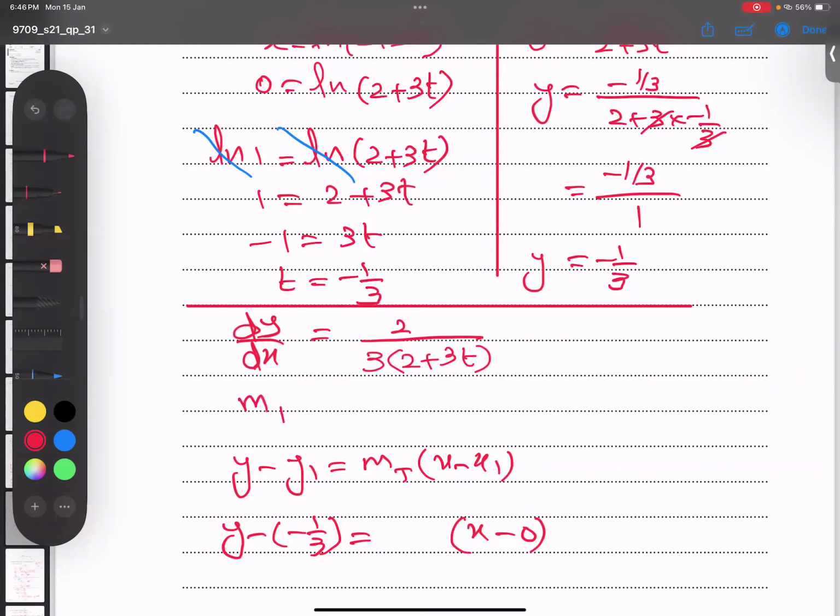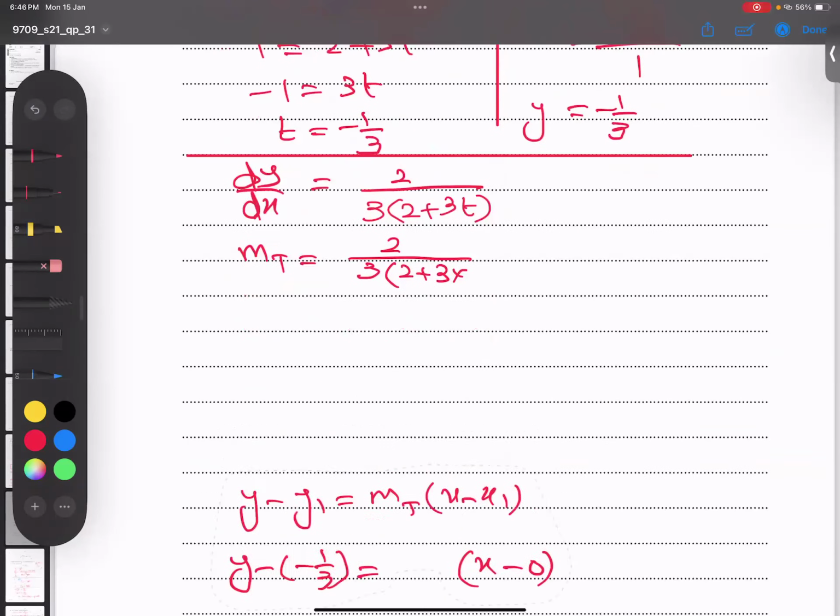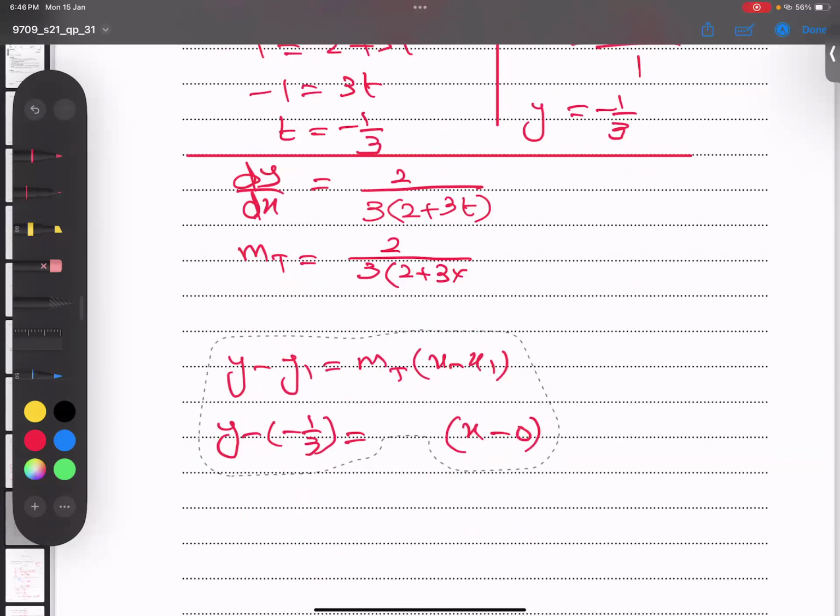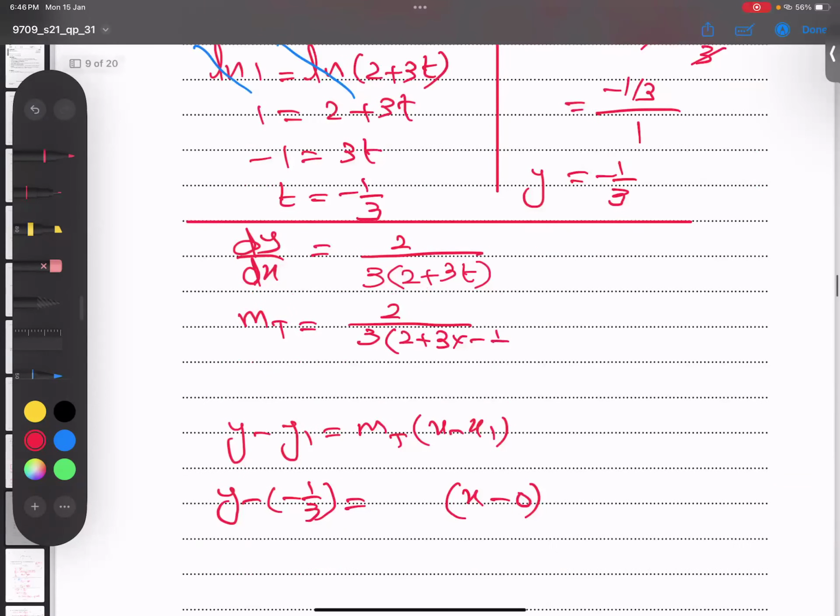So what is the gradient of the tangent by default? 2 over (2 + 3 times negative 1 over 3) squared. So I'm writing here negative 1 over 3. The 3 cancels. I got 1. So ultimately the gradient is coming 2 by 3.